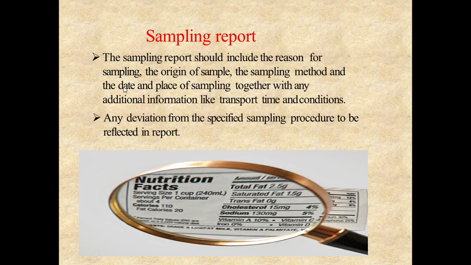Next is the sampling report. The sampling report should include the reason for sampling, the origin of the sample, sampling method and date, place of sampling, together with any additional information like transport time and containers. Any deviation from the specified sampling procedure should be reflected in the report.